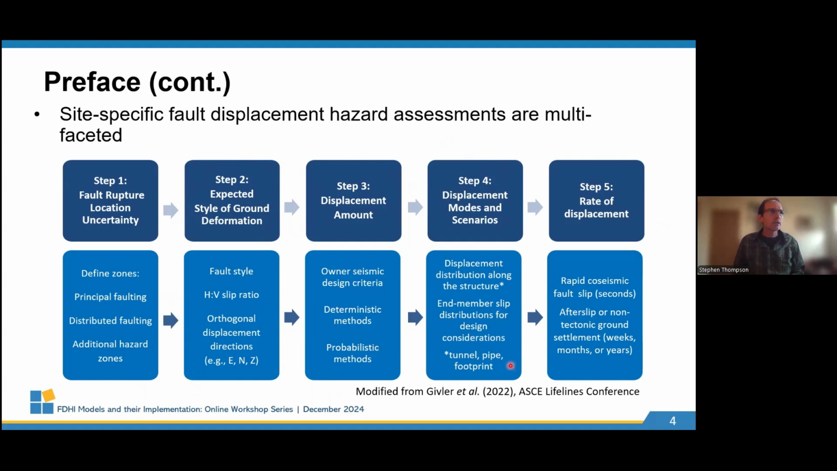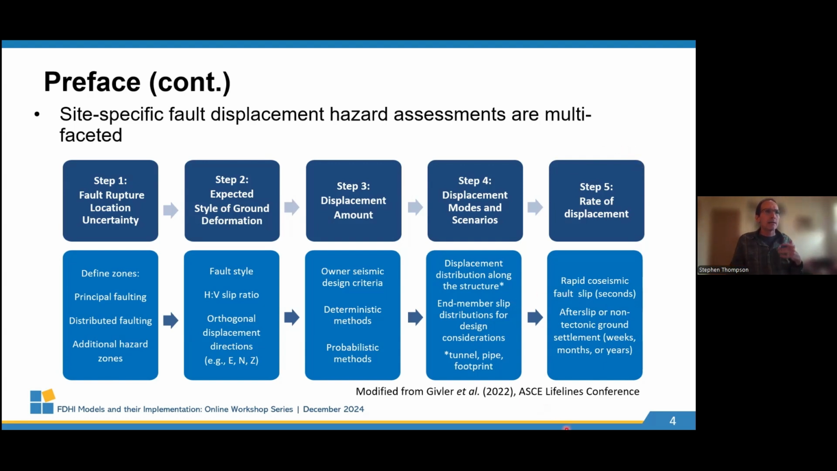And then there are some other steps as well, including laying out scenarios for how that displacement that we calculate would be manifest on the ground. And we usually come up with n-member slip distributions for design considerations, or again, oftentimes it's very much tailored to the specific projects and the specific structures and specific questions.